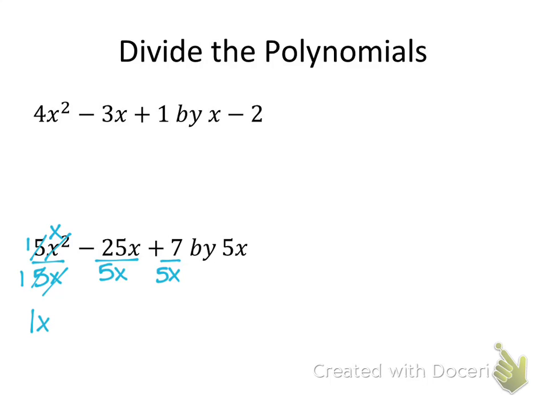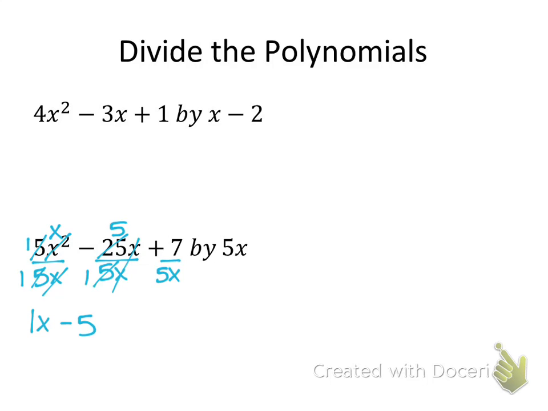What number can go into 5 and 25? 5. 5 goes into 5 one time. 5 goes into 25 5 times. What do I do with my x's? Cancel them out. Okay? Then I'm left with negative 5. And then, do I have any x's left at all? No, they were able to cancel out.